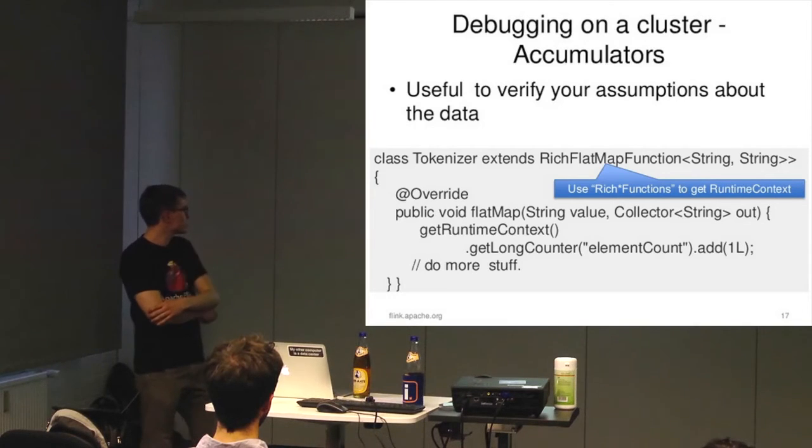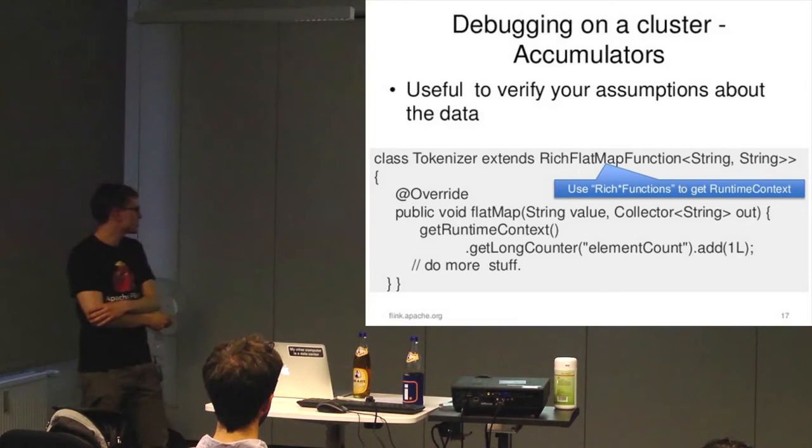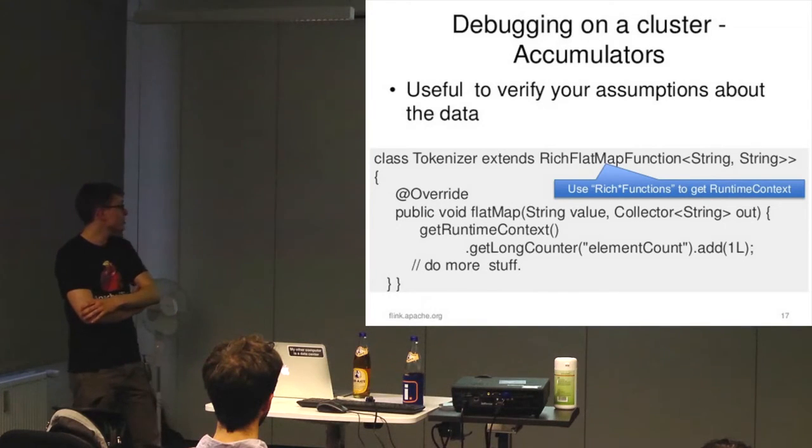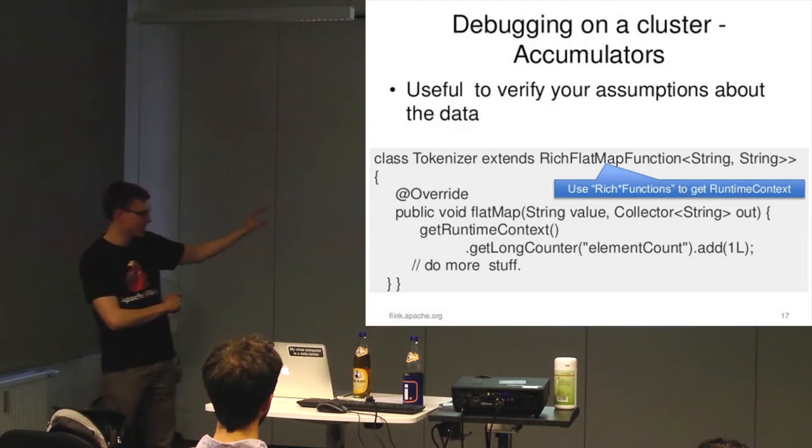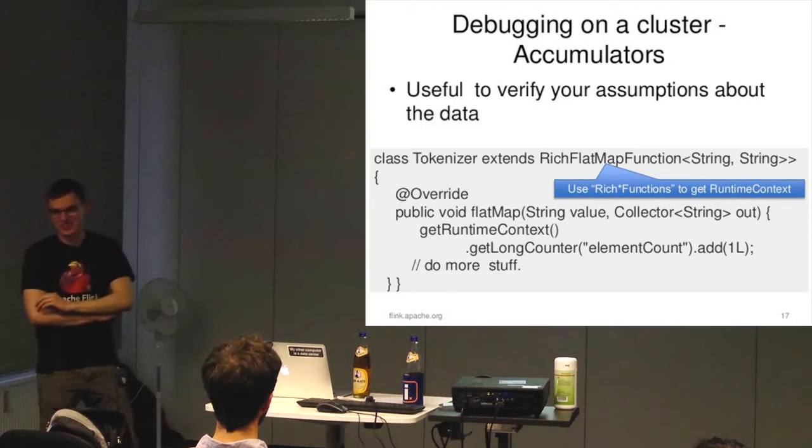To use these accumulators, you have to use a rich flat map function. I hate Macs, by the way, because these blue boxes are actually aligned correctly on Windows.